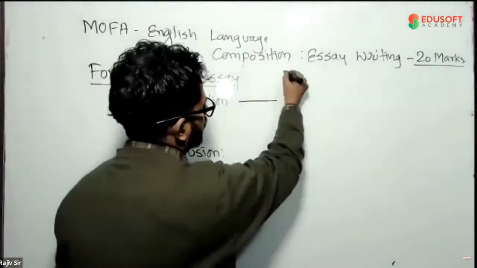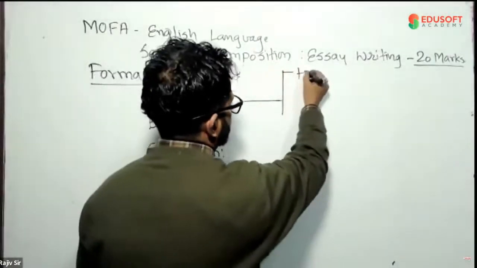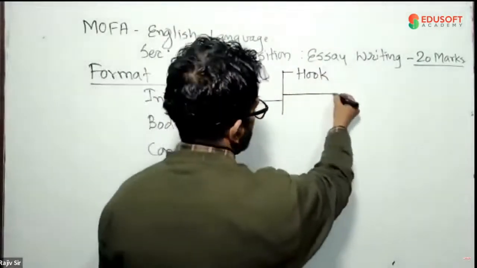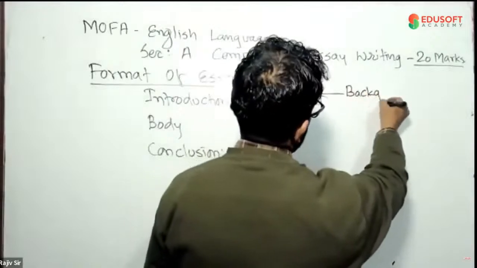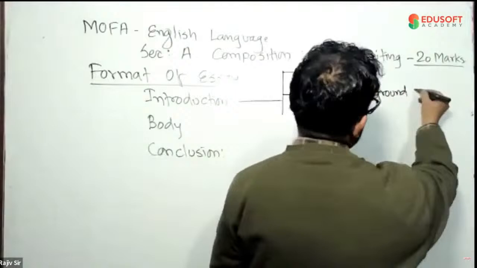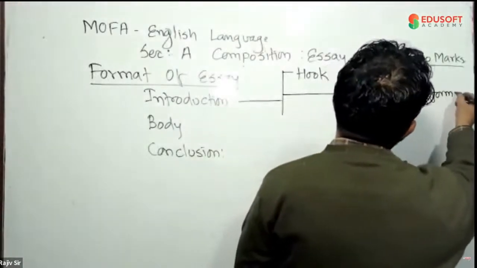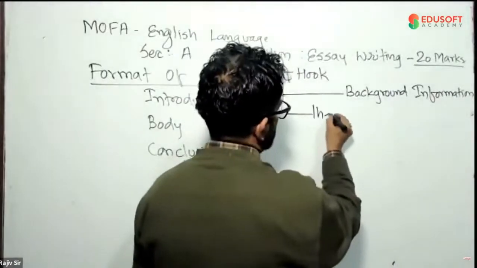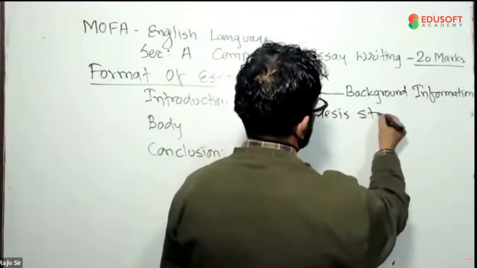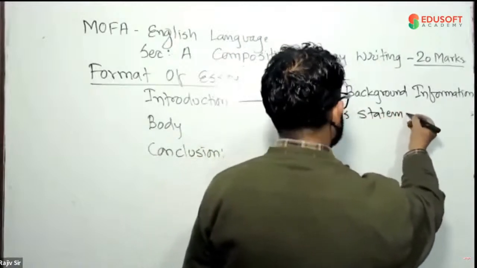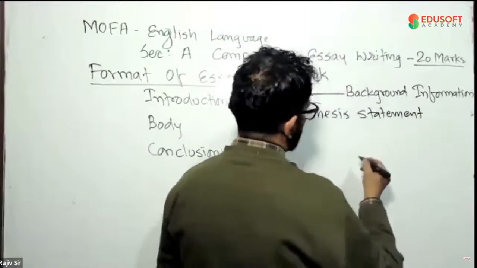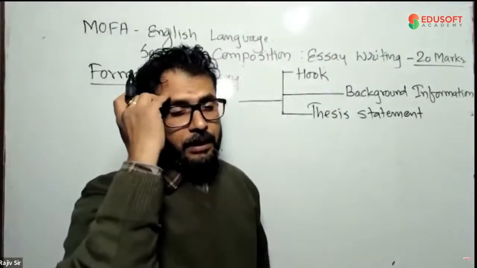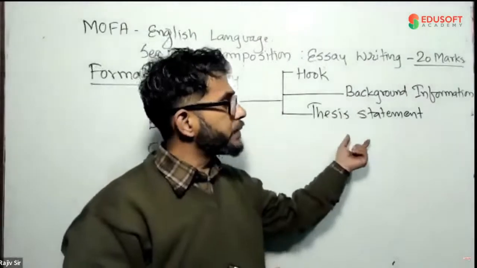In the introduction part, you are going to include three things, students. First, you are going to hook your readers. Second, you are going to write background information. And finally, you are going to create a thesis statement. An examiner will be seeking this thing, the statement. Hook, background information, and thesis statement. You understand?